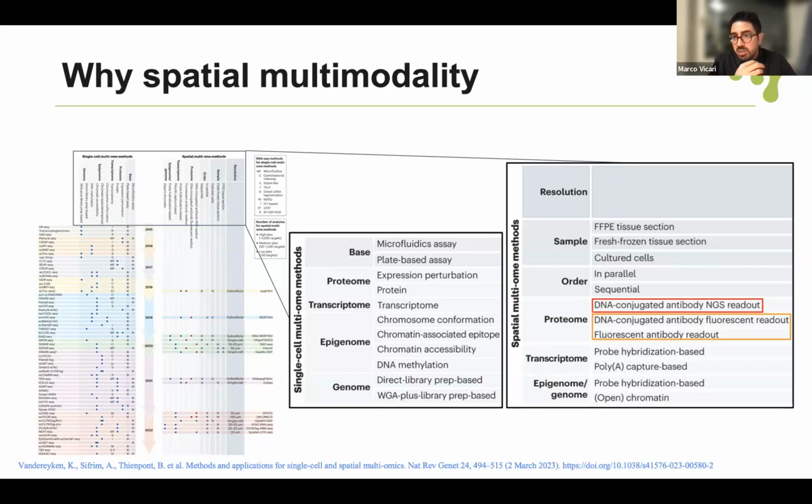But there is also a second reason: with spatial multimodal methods, many times it's much easier to combine different technologies that have different readouts. For example, here I'm highlighting the possibility of profiling also the proteome, not only using a common readout between antibodies and proteins, like with DNA, but also with different readouts. Here is an example with fluorescent antibodies.